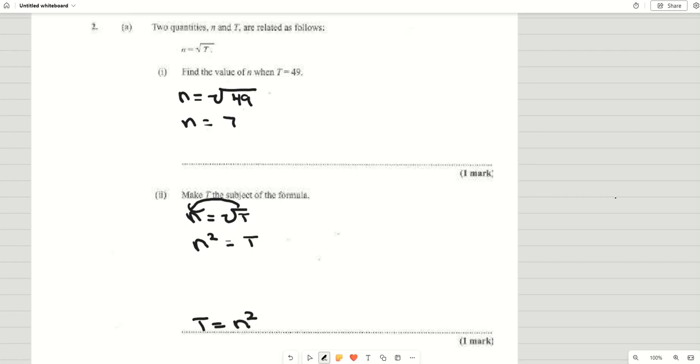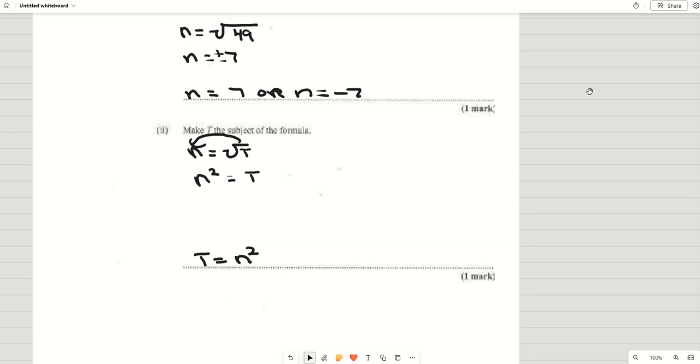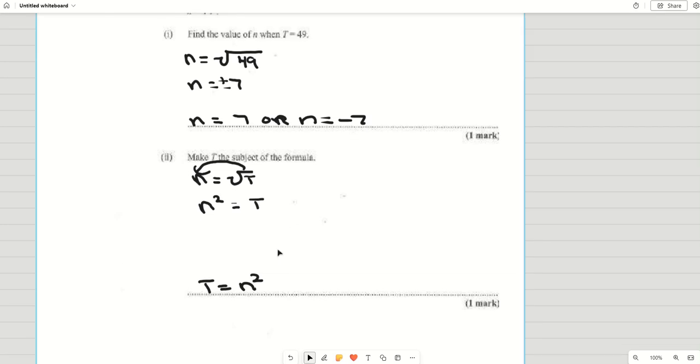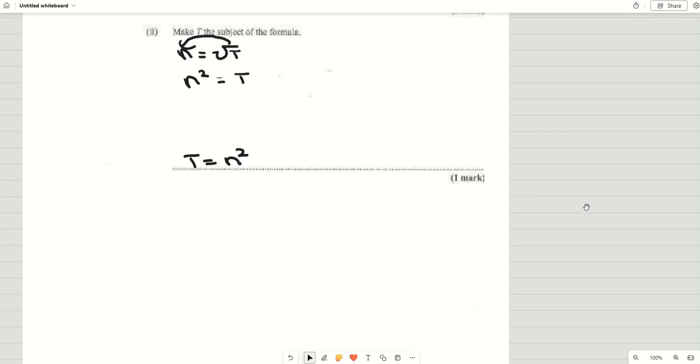Just a very brief note, N could either be plus 7 or minus 7. So N is equal to either 7 or negative 7. Because if you think about it, look at the formula: T is equal to N squared. Minus 7 multiplied by minus 7 is positive 49. So it does hold true for N being positive 7 as well as N being negative 7.